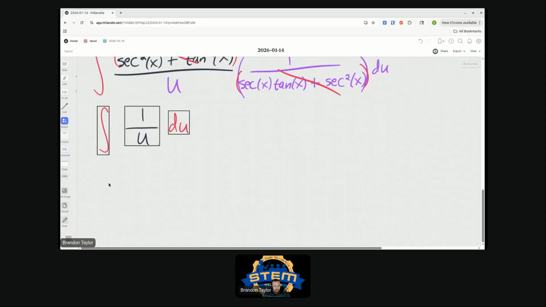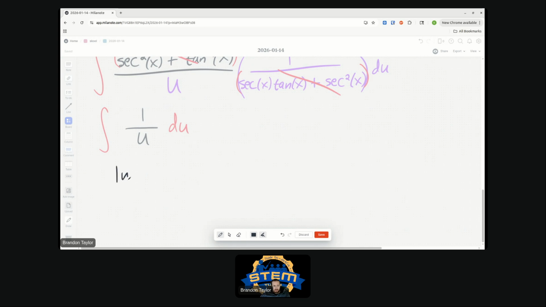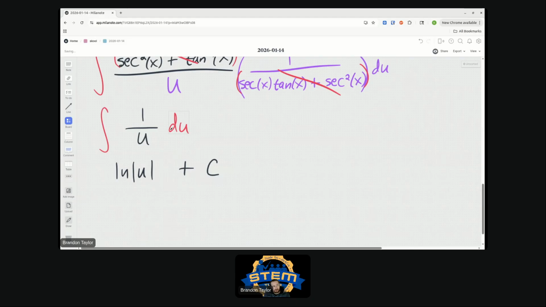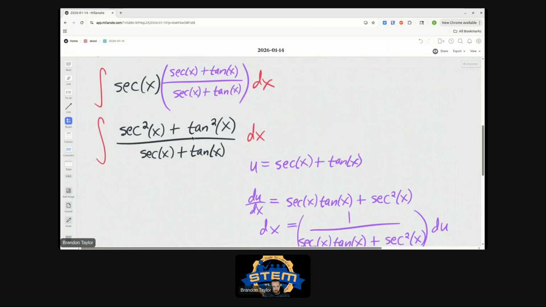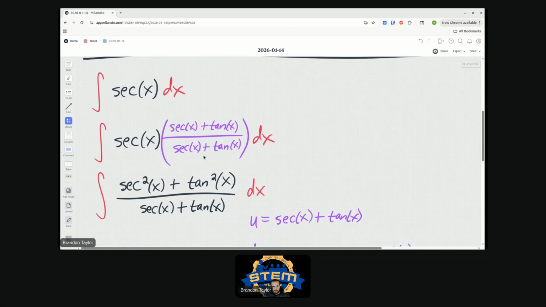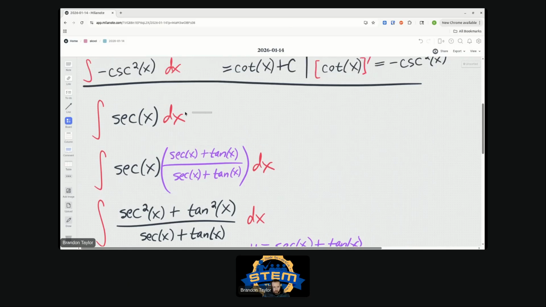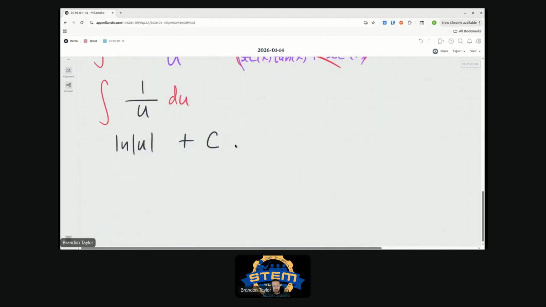And this is something we can easily integrate. What is it? Natural log of u plus c, right? This is something we haven't talked about yet, and we will get to it later with some of the more advanced techniques. If you already understand u substitution and how to find the integral of 1 over x, that's good. I'm just showing you the derivation. But the bottom line is you can trust this and come back later, even if you haven't gotten there yet.